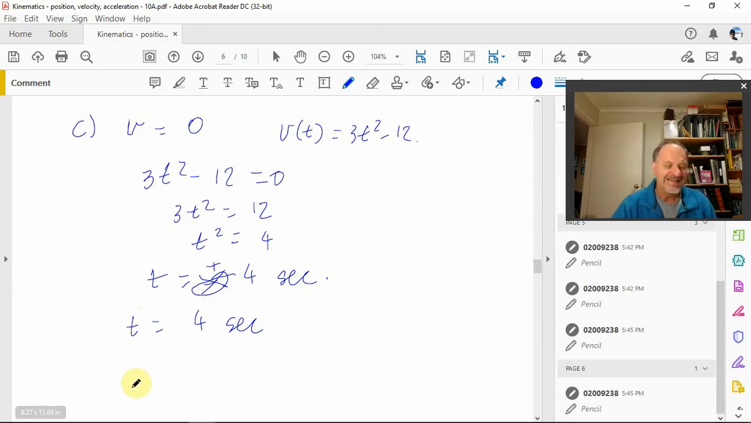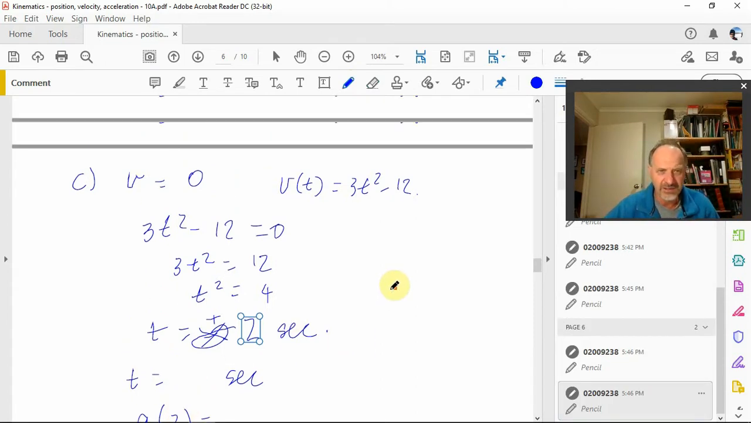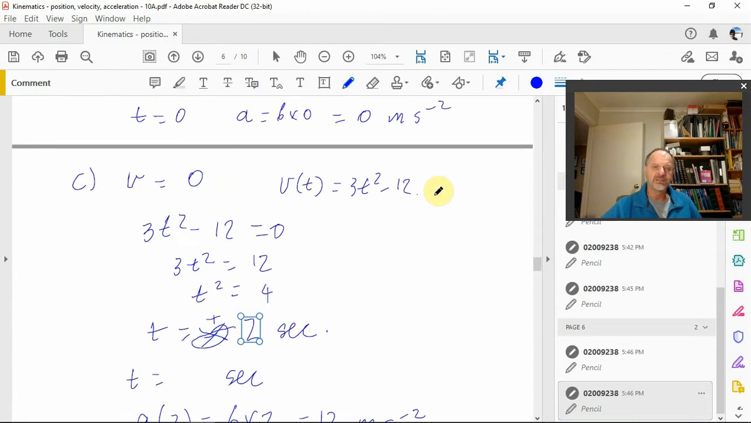And the question said, what is the acceleration at that time? Oh, hang on, I can't square root properly, can I? Square root of 4 is 2. So we want to know what the acceleration is at 2 seconds, and the acceleration, just reminding myself, is just 6t. So 6 times 2 equals 12 meters per second squared. All right. So there's an example of acceleration, involved acceleration.